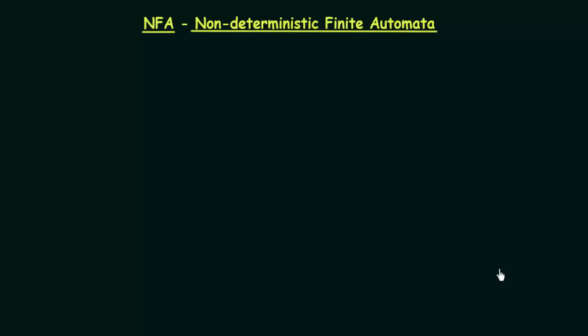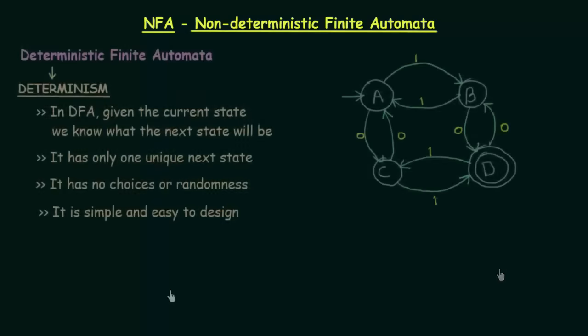And in this lecture we will be starting with our next topic, that is NFA or Non-Deterministic Finite Automata. Alright, so let's get started. In order to understand NFA, let us first recall what the properties of DFA or Deterministic Finite Automata were, which will help us differentiate between NFA and DFA.